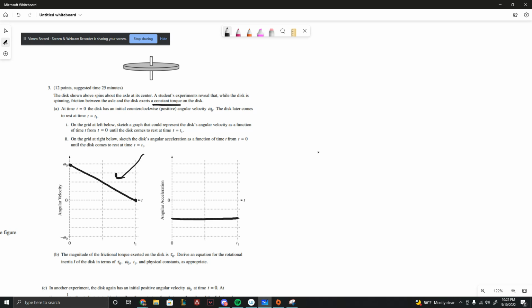Not a constant, but a zero slope line, because the moment that this angular acceleration has a slope, that will start to mean that your angular velocity graph will start curving. But yeah.